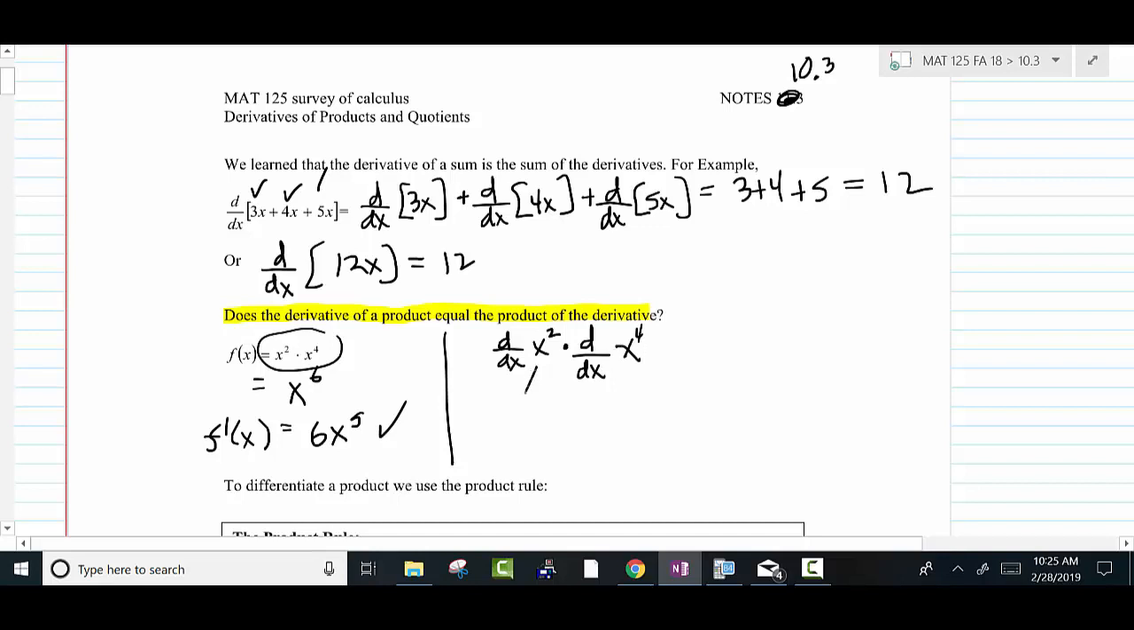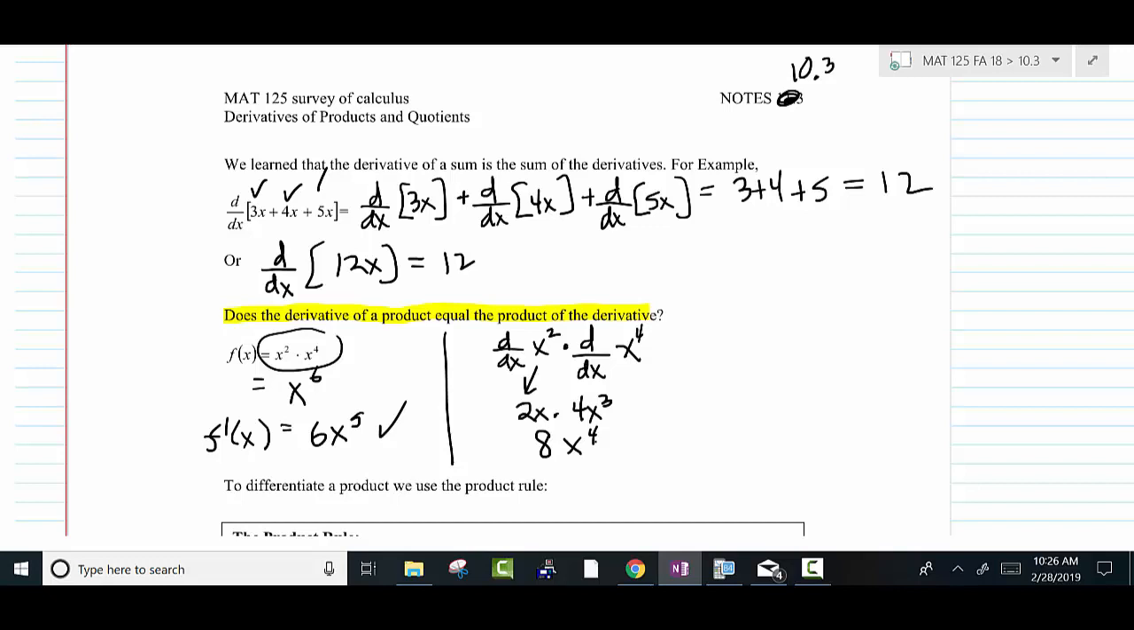Okay, well, let's see. Derivative of x squared, 2x. Derivative of x to the 4th, 4x to the 3rd. So what do I get? 8x to the 4th. Did it work? No, it doesn't work. And really never does.